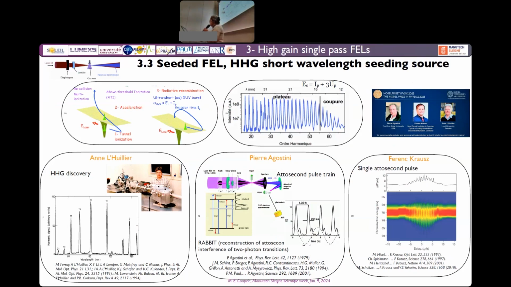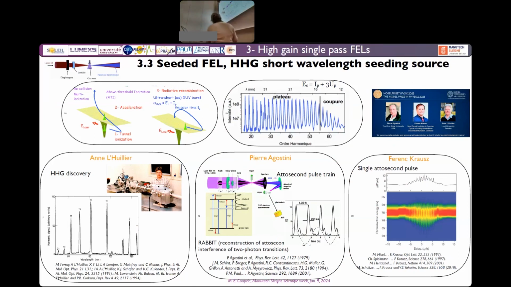What we do is we have an intense laser, which is focused in a gas. We have a first tunnel ionization, which can occur, then acceleration, and recombination with emission of radiation. Anne did study this process at CEA, and this is the first spectrum of high harmonic generation emitted in gas, and you see the spectrometer that she was using at that time.